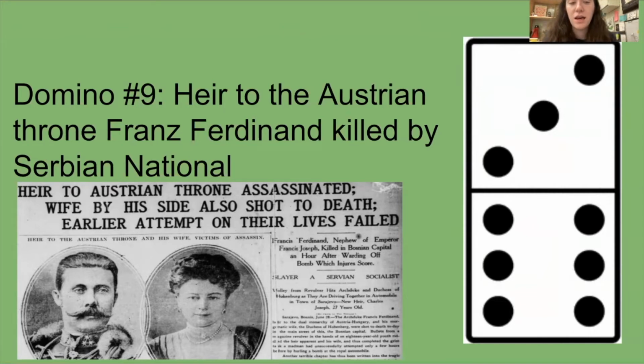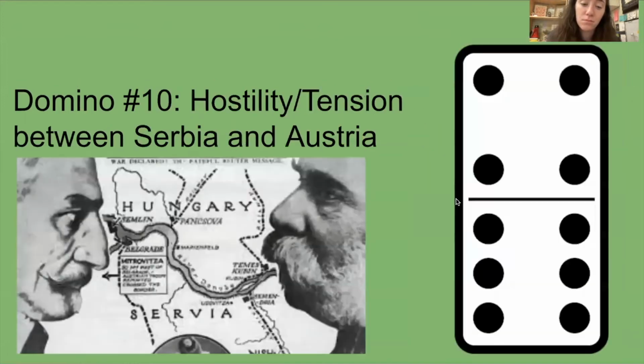And so the heir to the Austrian throne, Franz Ferdinand, dies, I would say, because of poor choices. Especially after your first assassination attempt, you'd think he would go into hiding, but he did not. So domino number 10, there's still hostility and tension between Serbia and Austria because of this assassination attempt. So we see that tension start to rise. So everyone's fighting at this point.